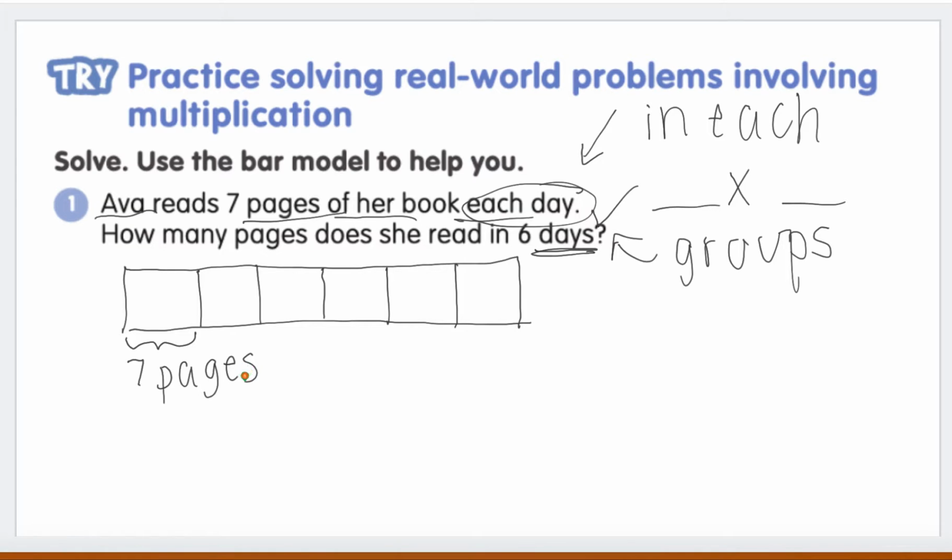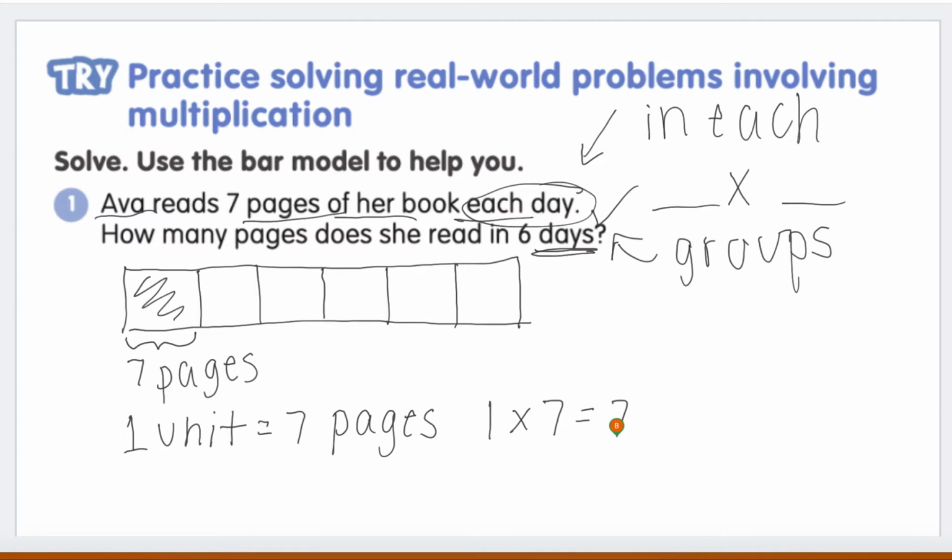Now, I like to write this information underneath. It's a good practice. One unit or one equal part is equal to 7 pages. And I can also represent that through multiplication. One equal group with 7 in each is equal to 7.